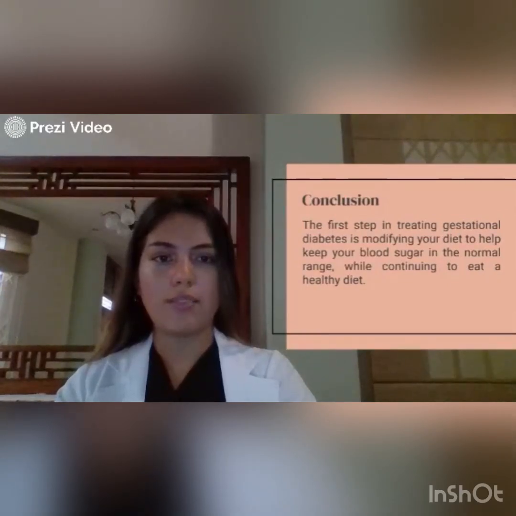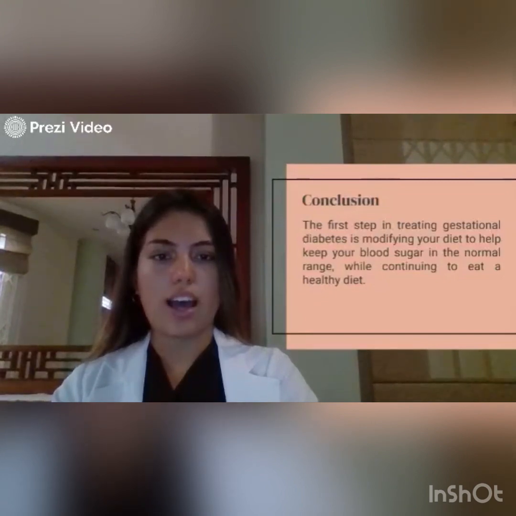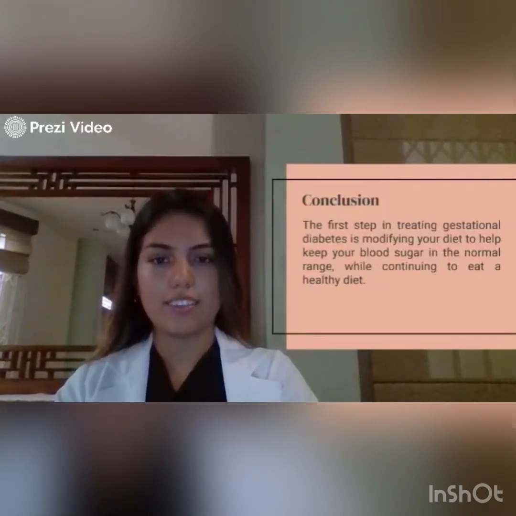Conclusion: the first step in treating gestational diabetes is modifying your diet to help keep your blood sugar in the normal range. We will continue to eat a healthy diet.